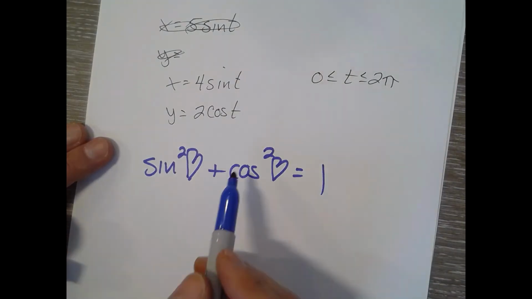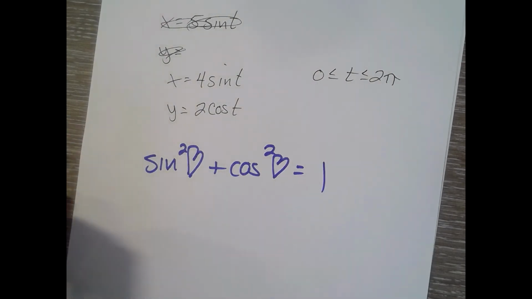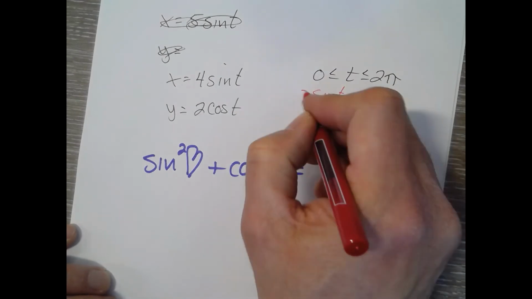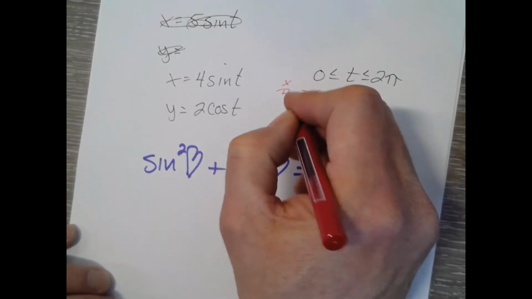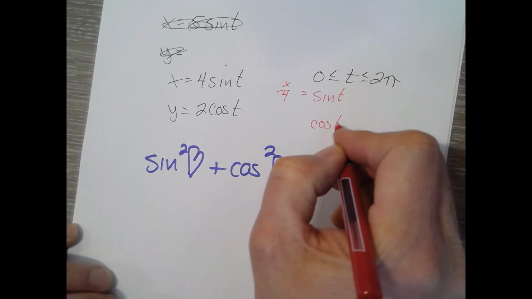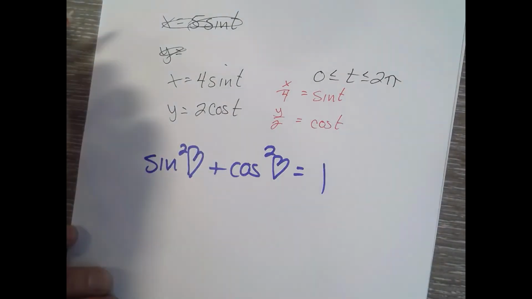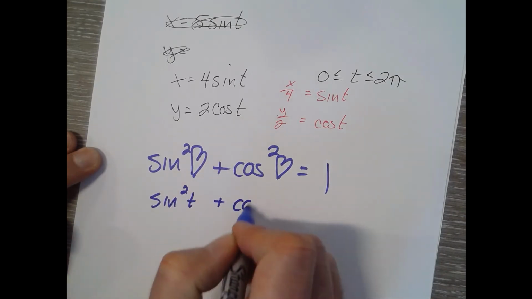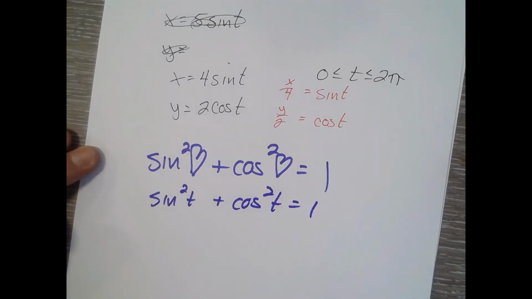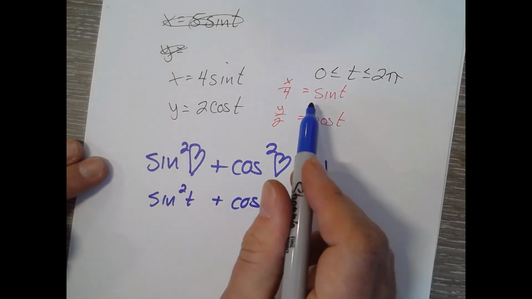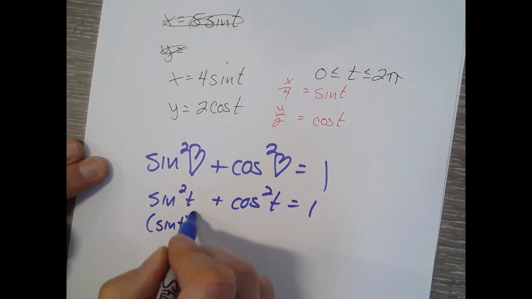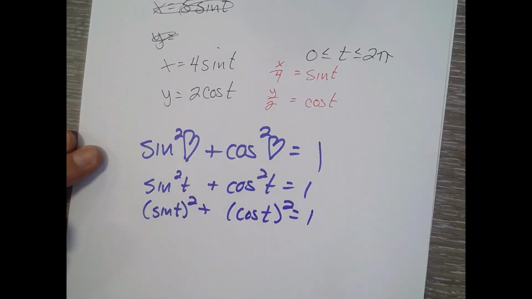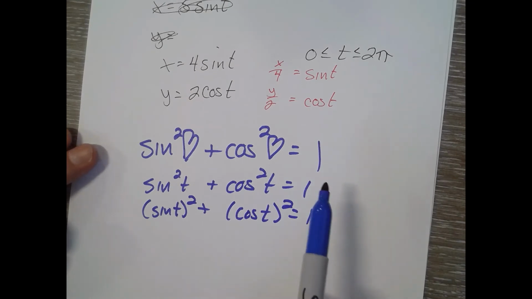Okay, that's a thing. So what we can do is solve for sine right here. Sine of t is equal to x over 4, and we can solve for cosine t. Cosine t equals y over 2. Well, we know that sine squared of t plus cosine squared of t is equal to 1. Remember, this is the same as the sine of t, the quantity squared, plus cosine t squared equals 1. So what is sine t equal to in this problem?